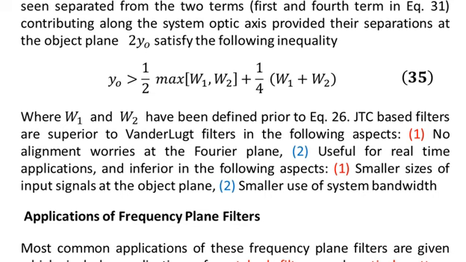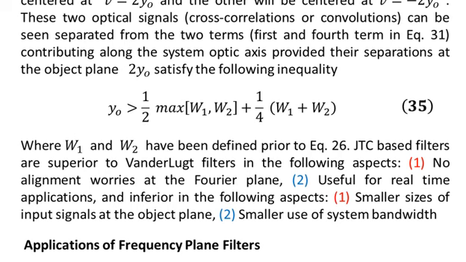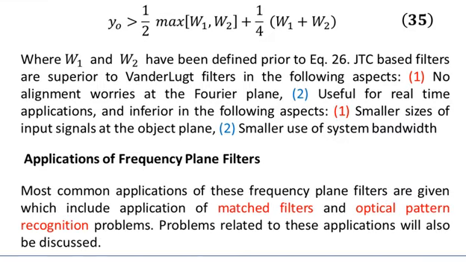We have also defined W1 and W2 in one of the previous slides, in the slide number 65, with the help of a diagram, where W1 and W2 have been defined prior to equation number 26. So JTC based filters are superior to van der Lugt filters in the following aspects. Number 1, no alignment worries at the Fourier plane.